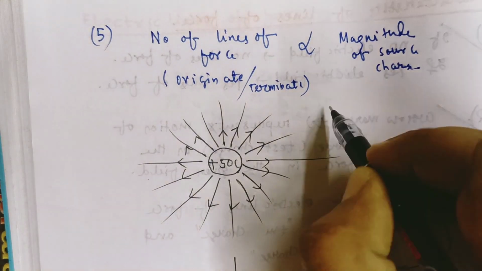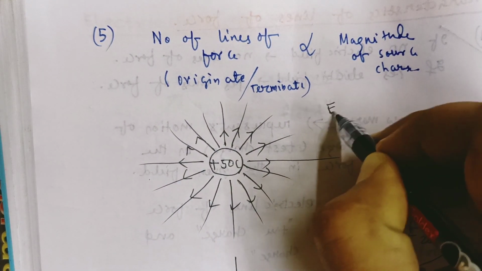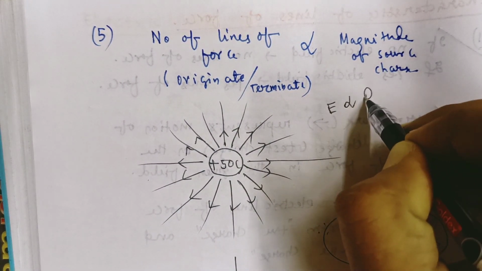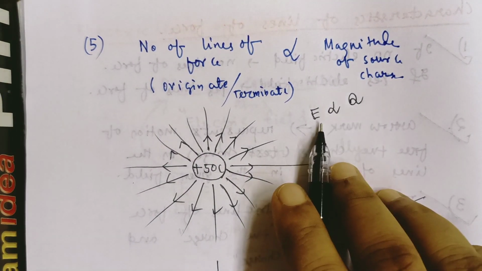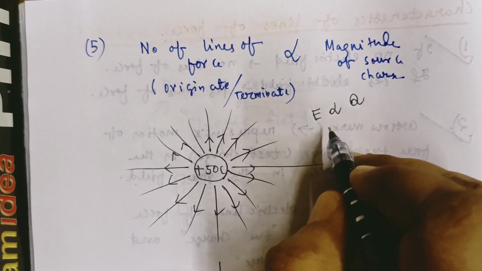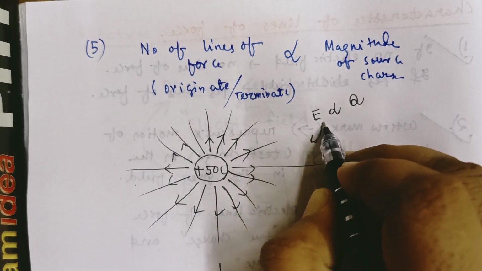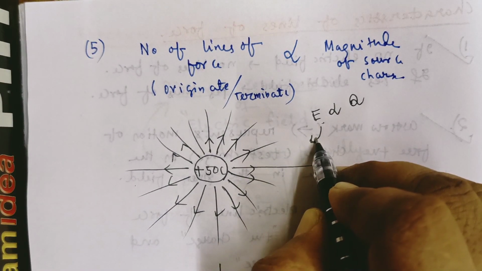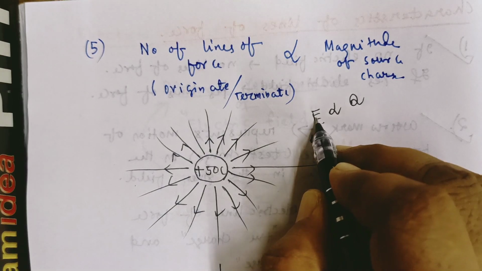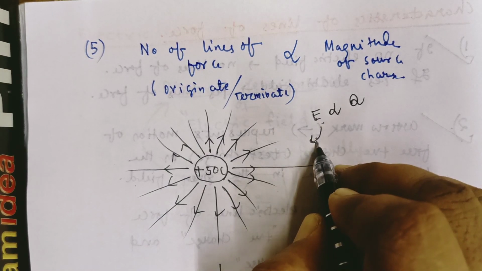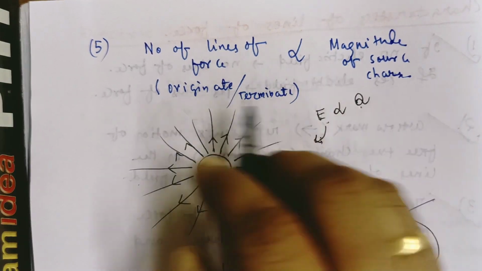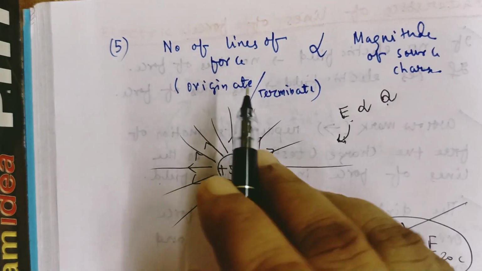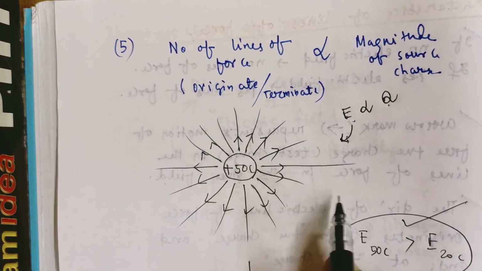In the previous class we learned that at any point the intensity is directly proportional to Q. If the source charge is more, the electric field is more. In a pictorial representation, what we will see? More number of lines of force. So we can say if E is more, lines of force are more. If lines of force are more, then the magnitude of the source charge should be more. So the point is that the number of lines of force originate or terminate.